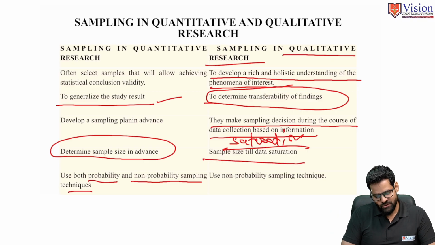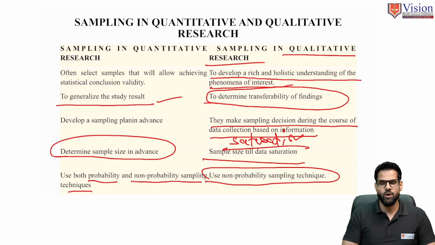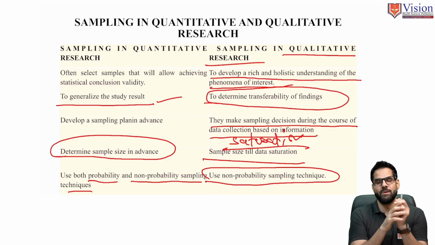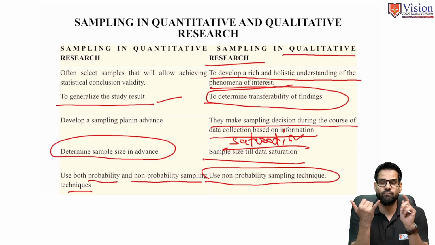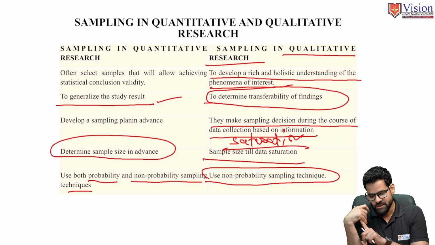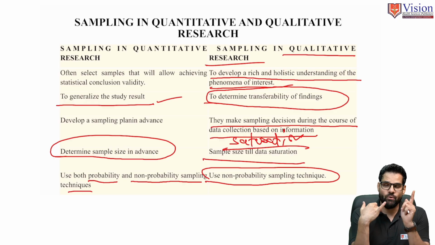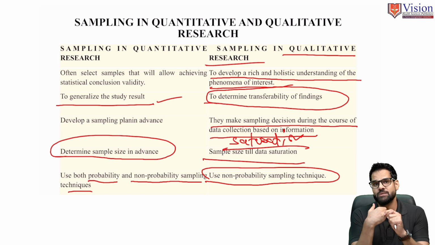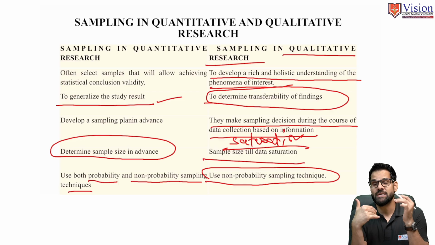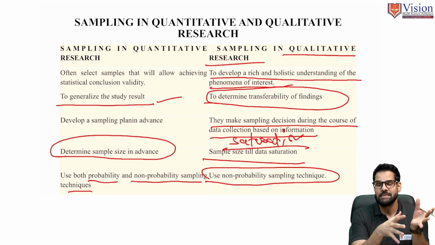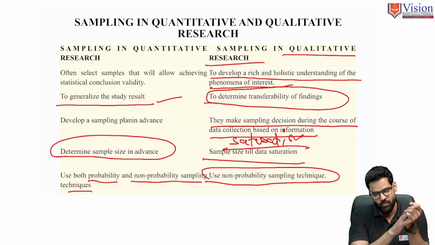Sample size is till data saturation, and usually they are non-probability sampling methods. So please remember the difference. In quantitative research, we focus on determining statistically valid results. Here the purpose is just to understand the phenomena. In quantitative research, the sample has the purpose of generalizability, that's why we have a large sample size. Here the purpose is to see the transferability, how the results stand true if we transfer them to some other population.